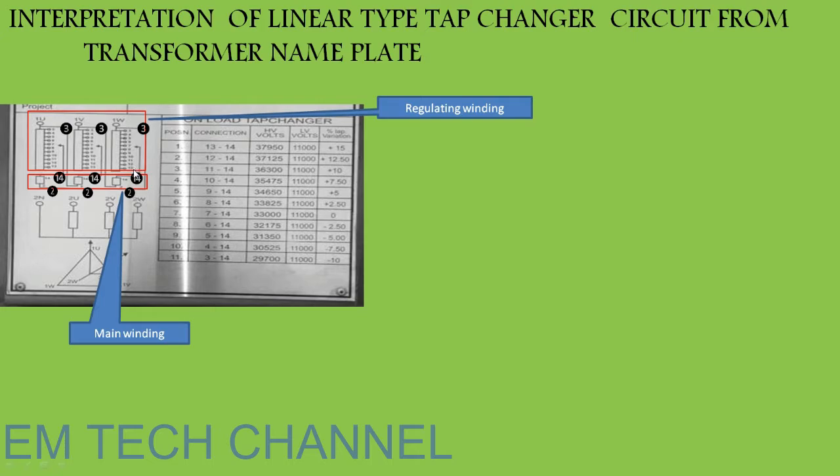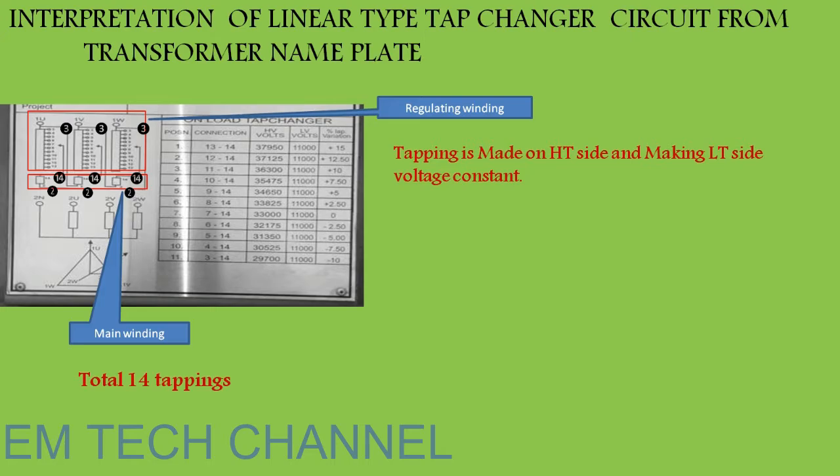And you can see here total 14 tappings are there from 1 to 14, and the tapping is made on the HT side and not on the LT side. It can be seen clearly from this nameplate. You can see here HV volts are given as variable and LV volts are kept standard. So it means that the tappings are present only in the HV side winding of this particular type of transformer, not in the LV side.